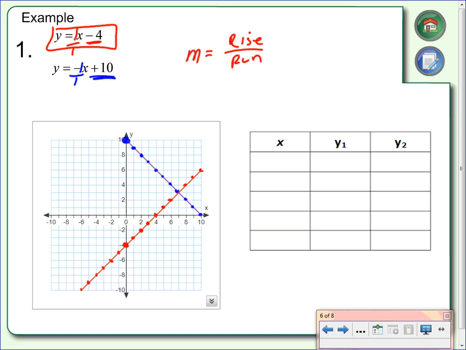Down 1 to the right. When you get done here, you should see 2 lines on that graph paper. 2 lines. One of 3 things just happened here, guys. Those 2 lines either cross each other, they're parallel to each other, or they're on top of each other.